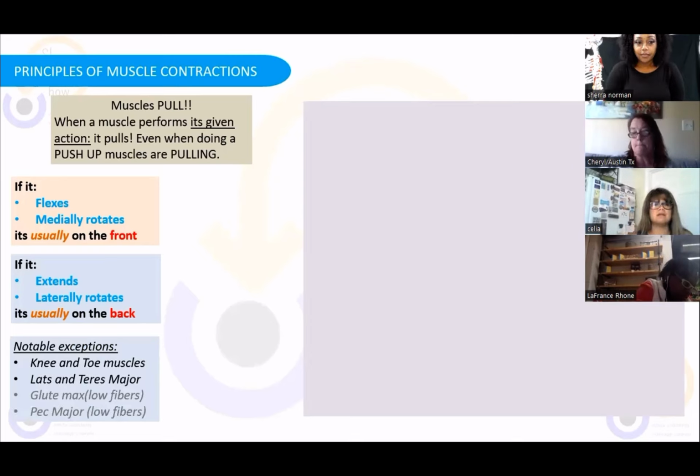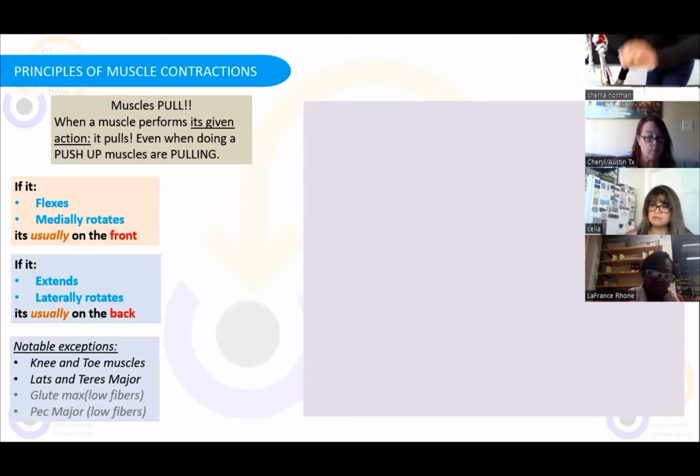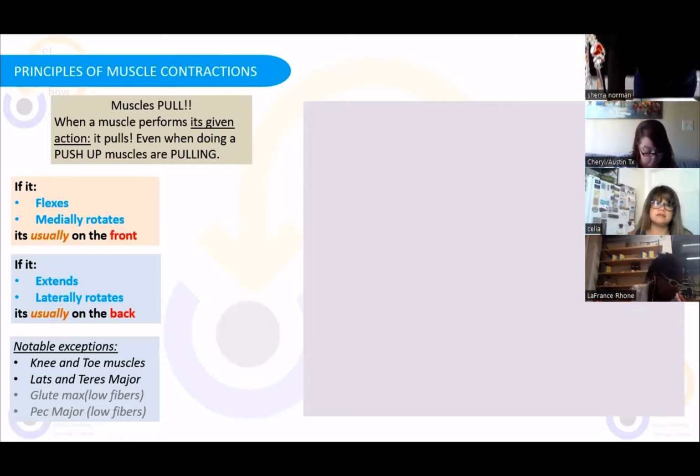The notable exceptions to that are like the knee, because the knee is not as intuitive, it's backwards. So when it flexes, the leg comes back. In that case, the hamstrings are on the back, but they're still pulling on the knee. They are pulling the knee into flexion. So when we're talking about the knee, the hamstrings are on the back, but the concept is the same.